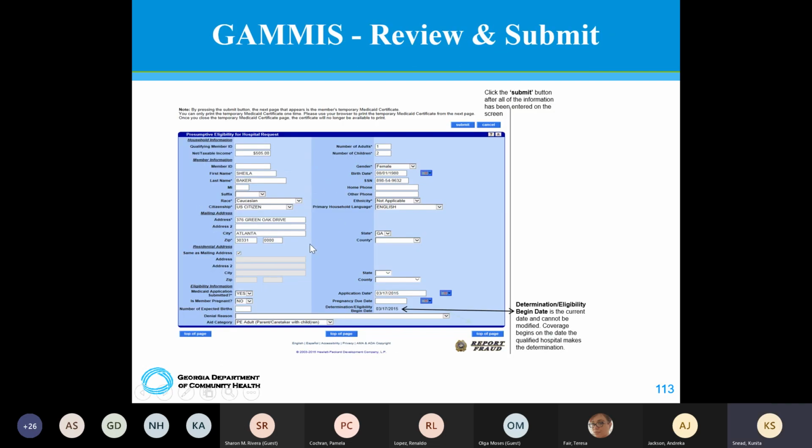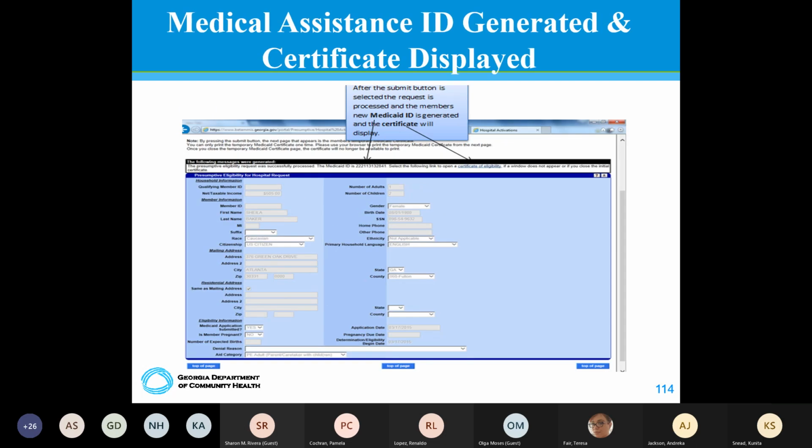Once you have reviewed the information and it shows that everything is correct, you're going to hit submit. Once you hit submit, if the individual did not have an ID number already associated with them, then GAMIS will create an ID number for them. And that ID number will show right up in here. I know it's kind of hard to see, but it'll show right here. And then the temporary certificate that you will need to print out is a hyperlink right here that says Certificate of Eligibility. Click on that and it should populate another window in PDF for you to print out their temporary certificate.